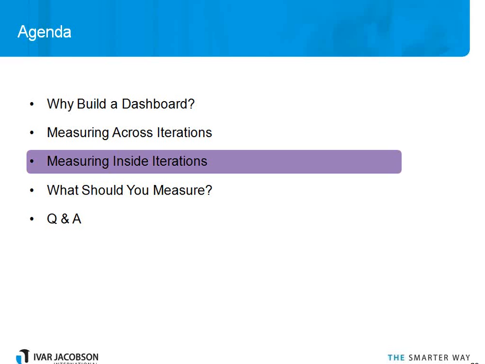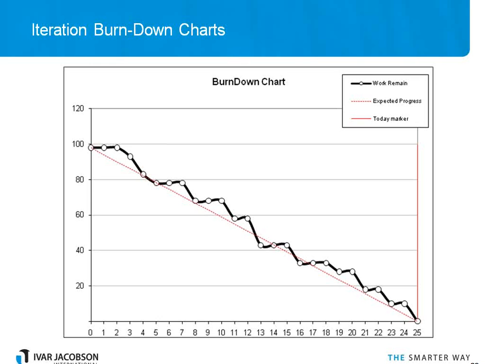What goes on inside iterations? Okay, so the main weapon we have in our armory for measuring inside iterations that a lot of people use is Burndown charts. Now there's lots of low-level measures for things like test coverage and all sorts of things that you could measure inside an iteration, but the Burndown is certainly one that's very popular, and I'm sure a lot of you have seen, heavily popularized by Scrum and Sprint. So here we have a Burndown chart.